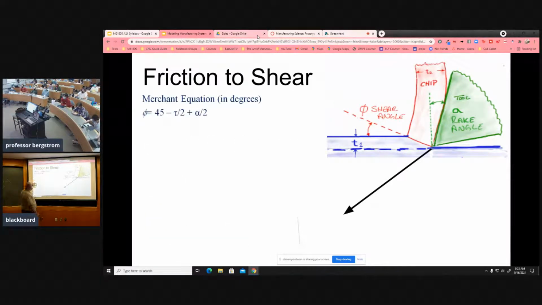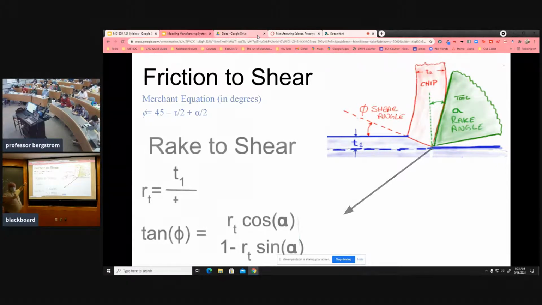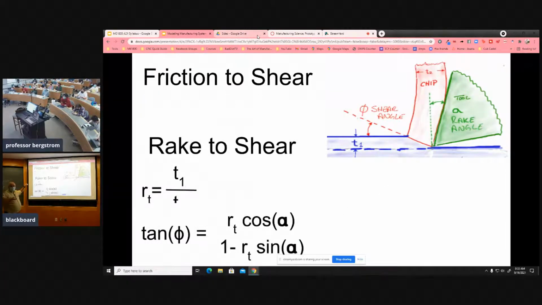We also know from the geometry, I've got to stop making these fancy slides, that from our cut chip thickness and our uncut chip thickness, we can get that ratio. We can figure out what the shear angle is. So again, we have two different ways to find the same variable, which can help us in problem solving. We're going through this shear angle, friction angle.